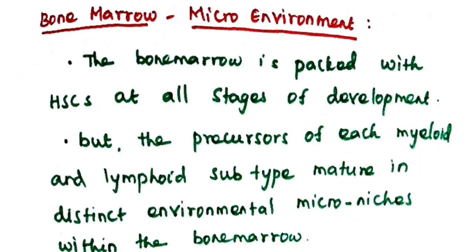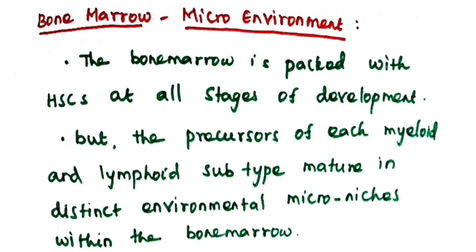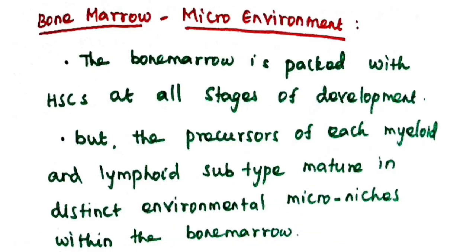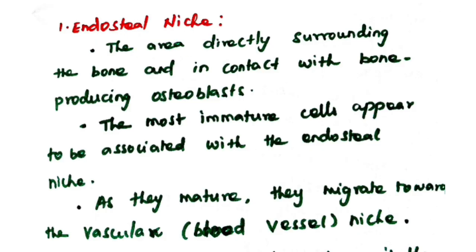The next topic is microenvironments present in bone marrow. As we know, the bone marrow is packed with hematopoietic stem cells at all stages of development, but the precursors of each myeloid and lymphoid subtype mature in distinct environmental microniches within the bone marrow. That means the maturation of lymphoid and myeloid precursors takes place in different microenvironments present in the bone marrow. These microenvironments are of two types. One is the endosteal niche and the second one is the vascular niche.